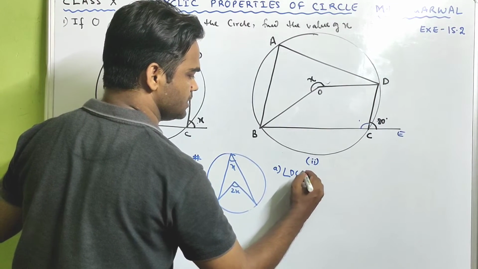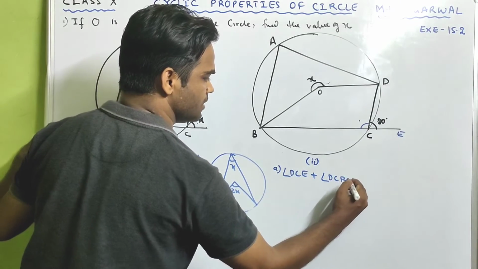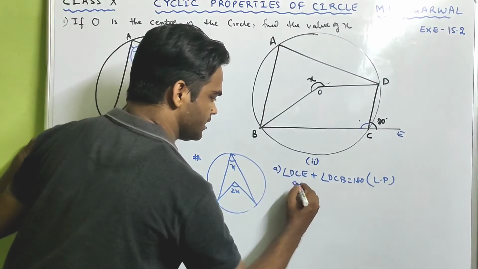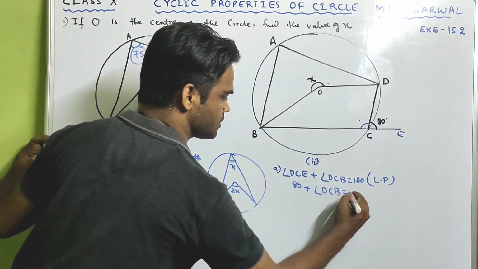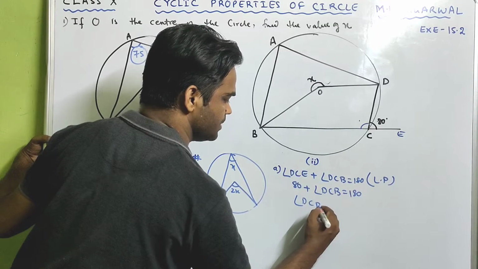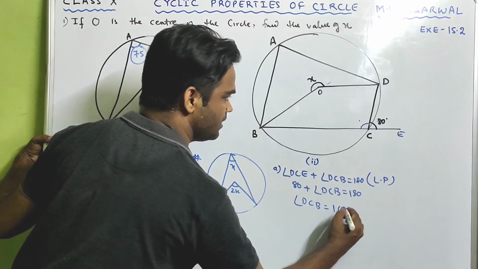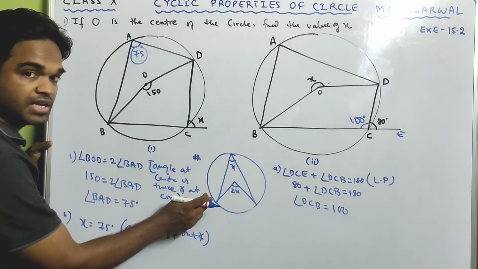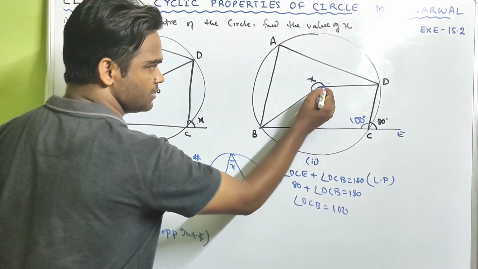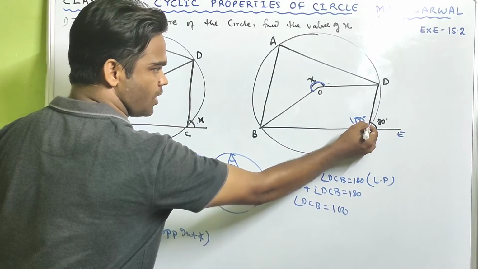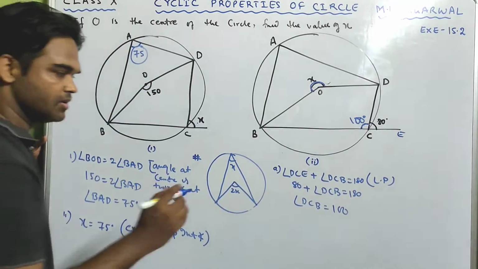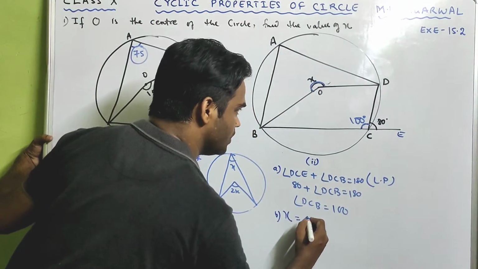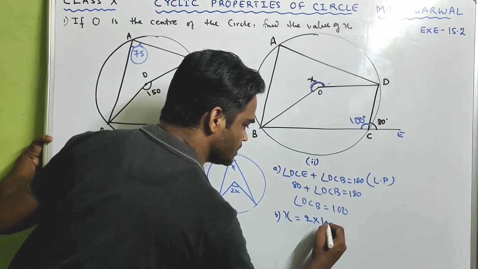Okay, so angle DCE, just look, angle DCE plus DCB is equal to 180. Linear pair है boss. So DCE is 80 plus angle DCB is equal to 180, which means angle DCB is equal to 180 minus 80, that's 100 degree. So ये आपका 100 degree है. Now the same logic. Angle at the center is twice the angle at circumference, which means we can write x, which is reflex BOD, will be equal to twice of BCD, which is twice of 100.